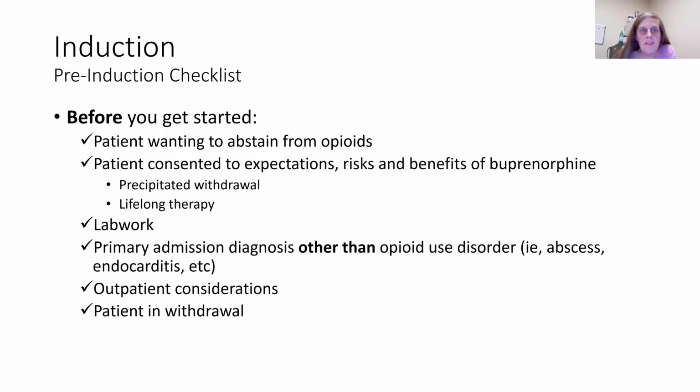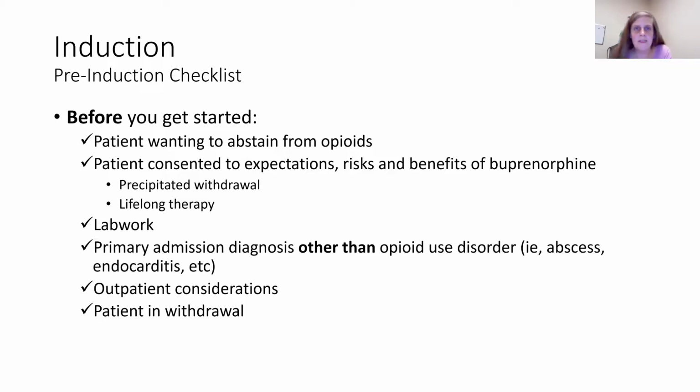So let's first of all think through your pre-induction checklist. What do you want to know before starting somebody on Suboxone or Subutex? First thing that you need to establish, of course, is the patient wants to abstain from opioids. Frequently when we have patients admitted to the hospital who have active opioid use disorders, they're not interested in stopping that at any time soon. And so you want to make sure that they are interested in doing that before you get started.